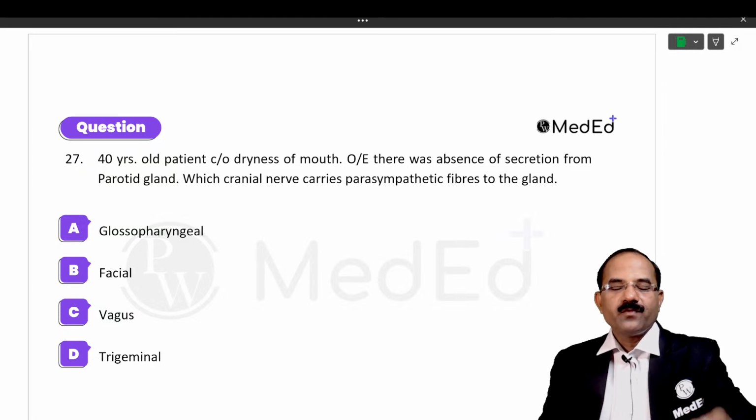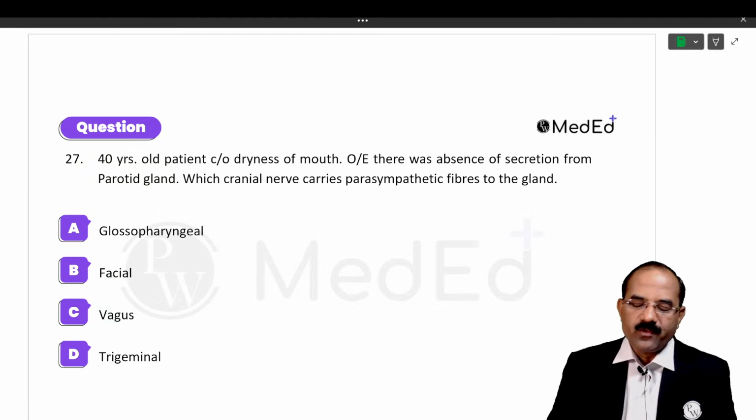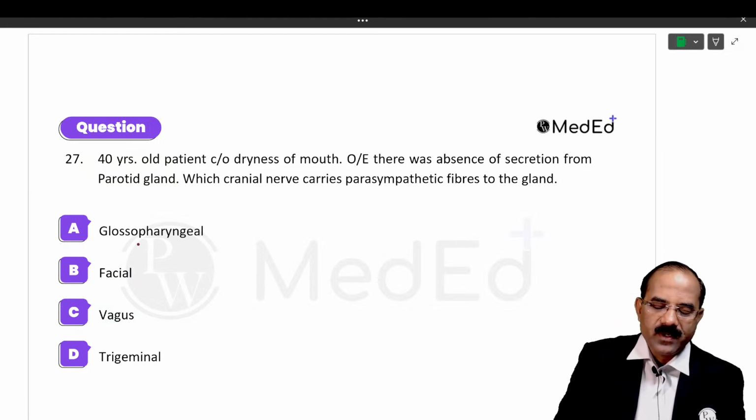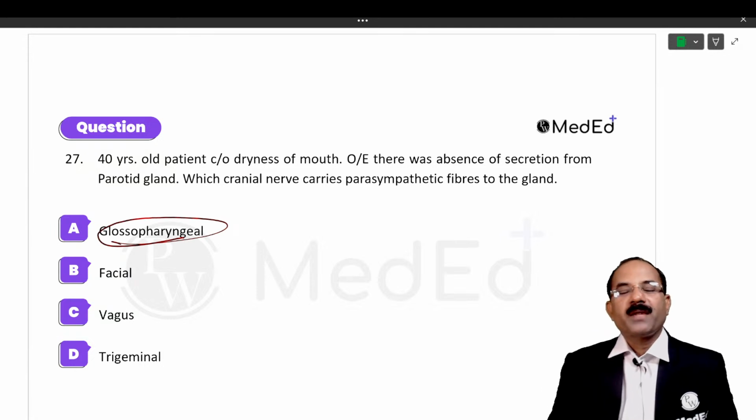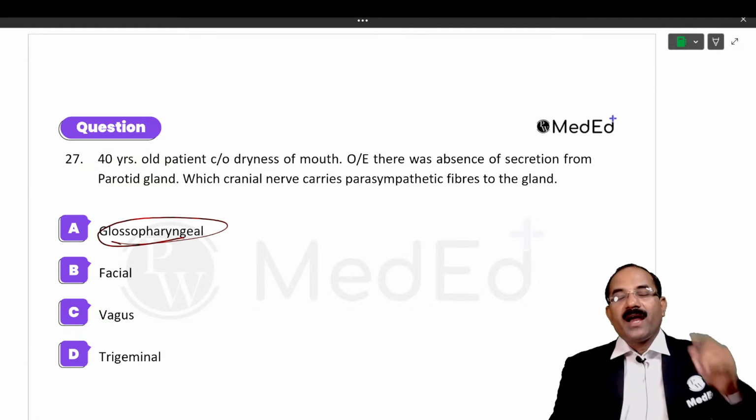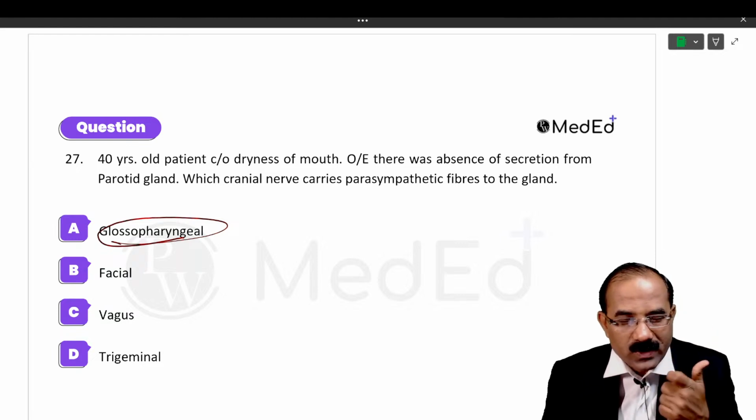Which is the nerve which carries parasympathetic nerve fibers to the parotid gland? That's the glossopharyngeal nerve. So parotid gland को कौन supply करेगा? Glossopharyngeal nerve. And rest of the glands को कौन supply करेगा?